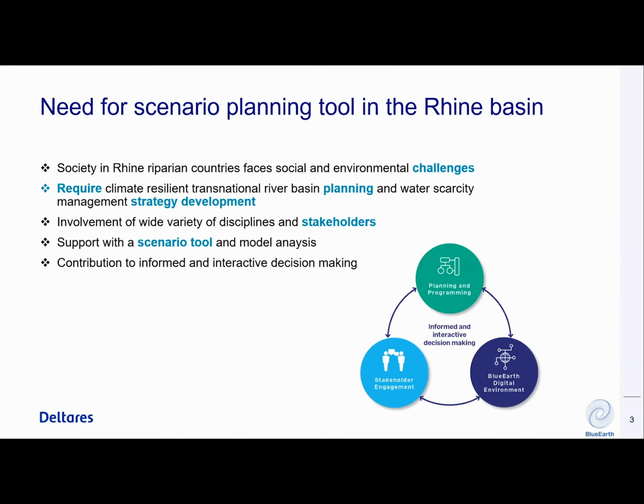Because it's a transboundary cooperation, it's very important to involve a wide variety of stakeholders from all countries and also from different disciplines. To contribute to making climate resilient river basin plans and developing water scarcity strategies, we are now developing a scenario tool. For this, we make use of the Blue Earth digital environment, which includes data, tools, and models to support this planning process with involvement of the different stakeholders.